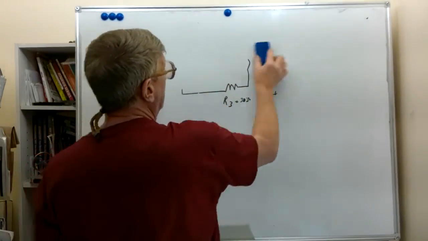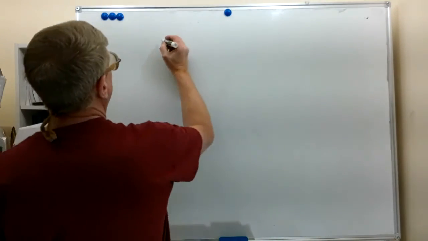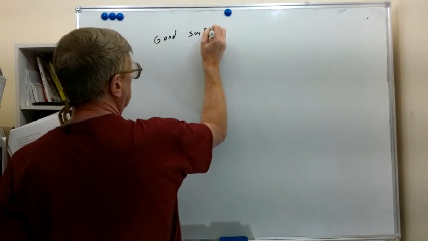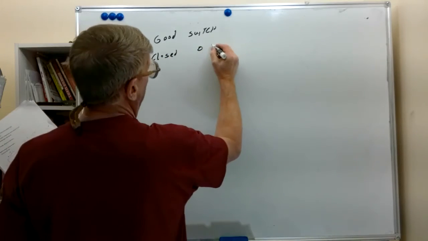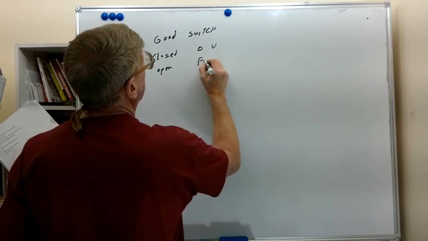I'm going to write that down to kind of help you remember it. Good switch. Closed, 0 volts. Open, I'm going to say full voltage.